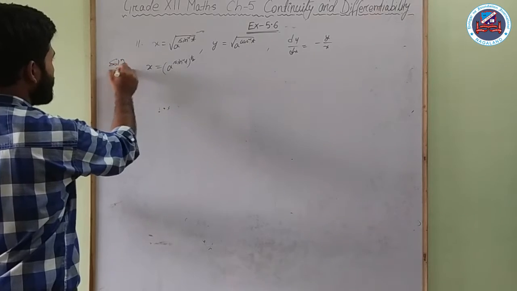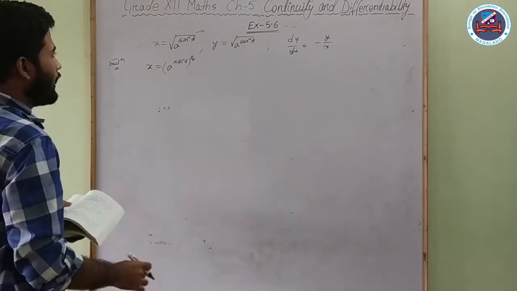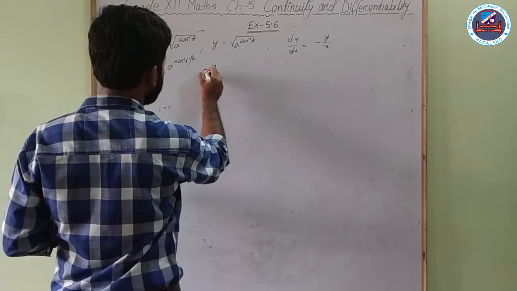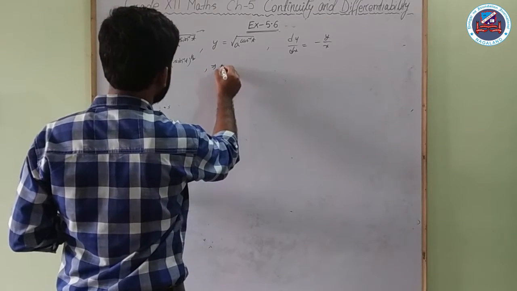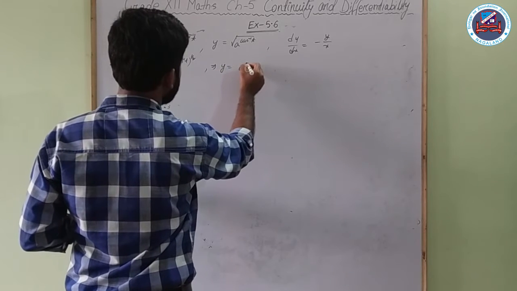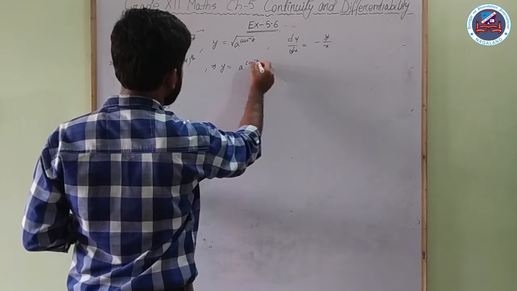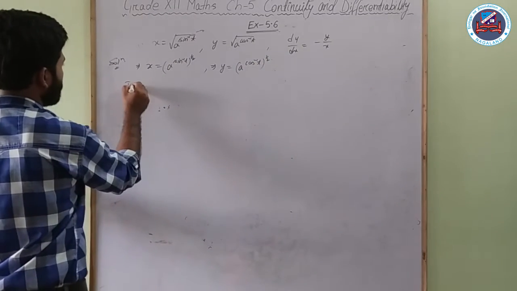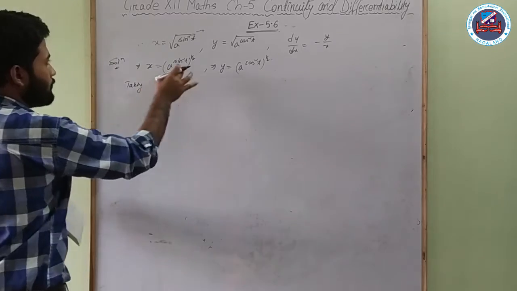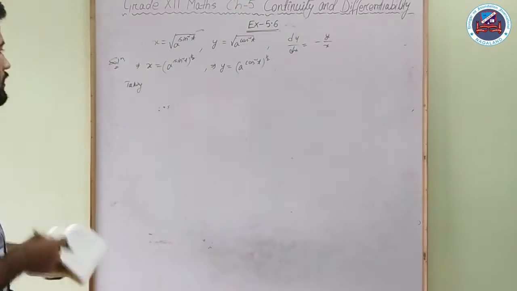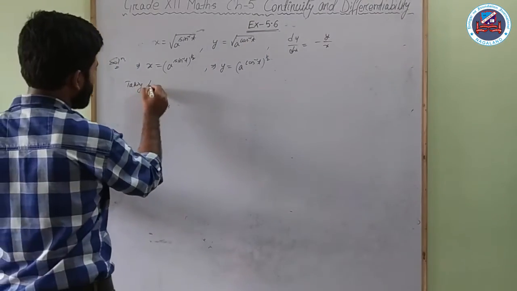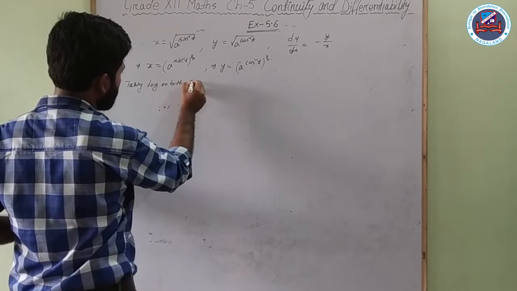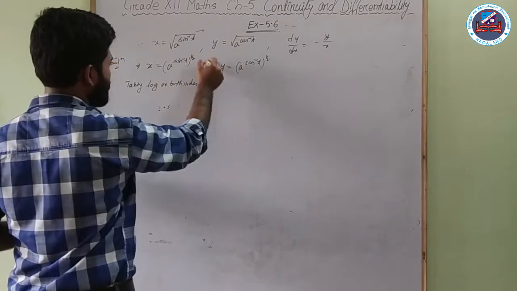Just write solution, then write the same thing here, and then for x you can write this, and for y what we have, y is equal to a to the power cos inverse t whole to the power 1 by 2. Now taking log, because in logarithmic differentiation we have seen how to do these things. So taking log on both sides, this is for this and this I am doing separately.